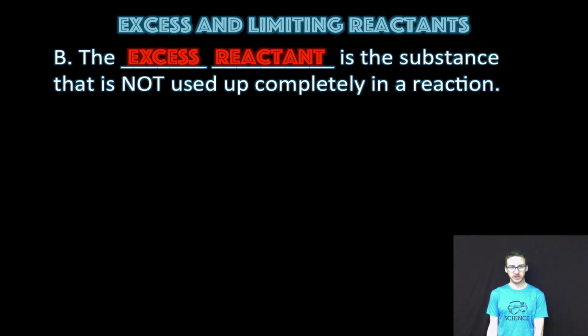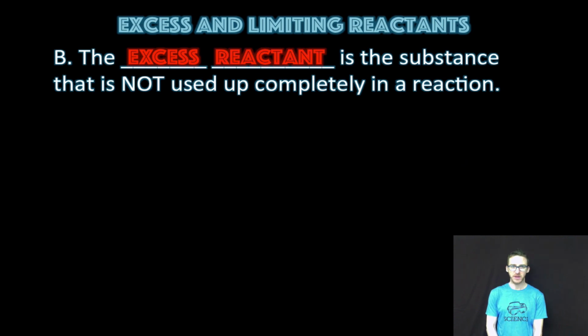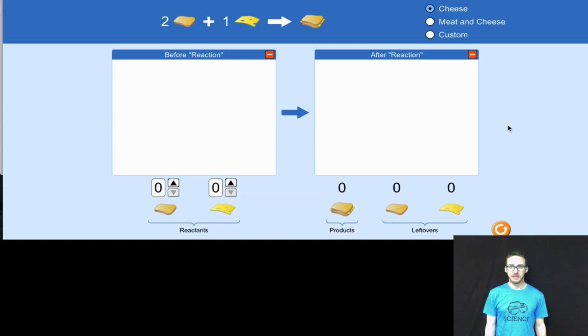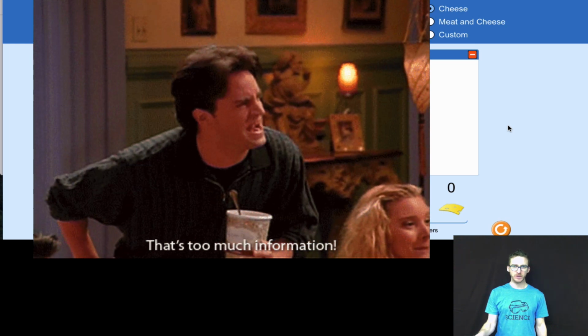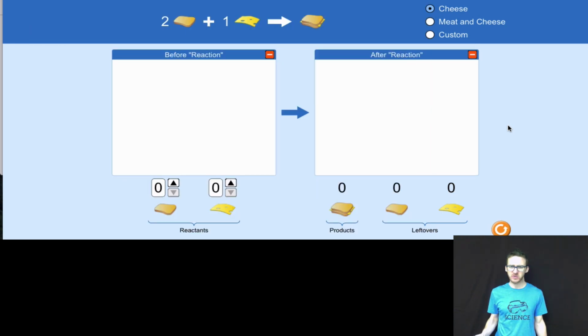It's also important to note that you'll sometimes see the words limiting and excess reagents. They mean the same thing. We're just talking about our reactants. All right, now if you're like, whoa, this is too much for me, I think the easiest way to understand excess and limiting reactants is to make some sandwiches.